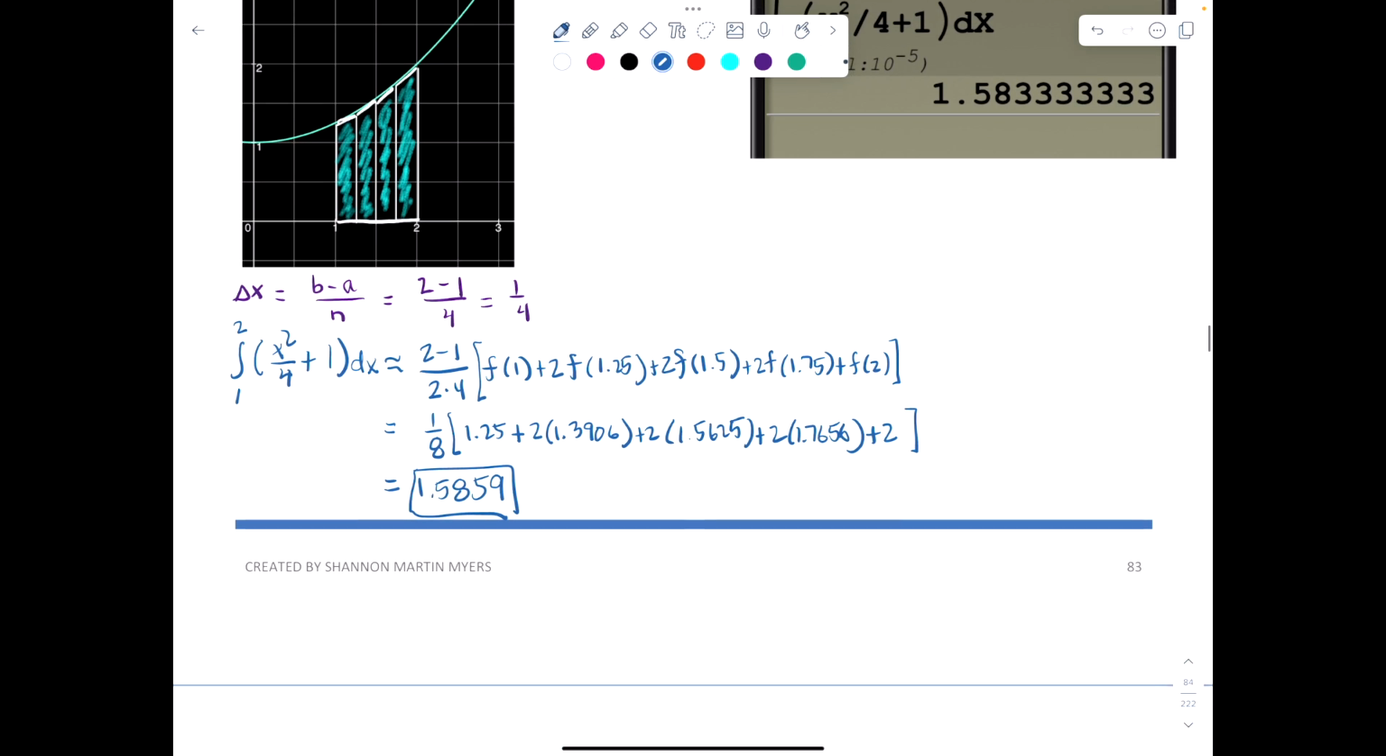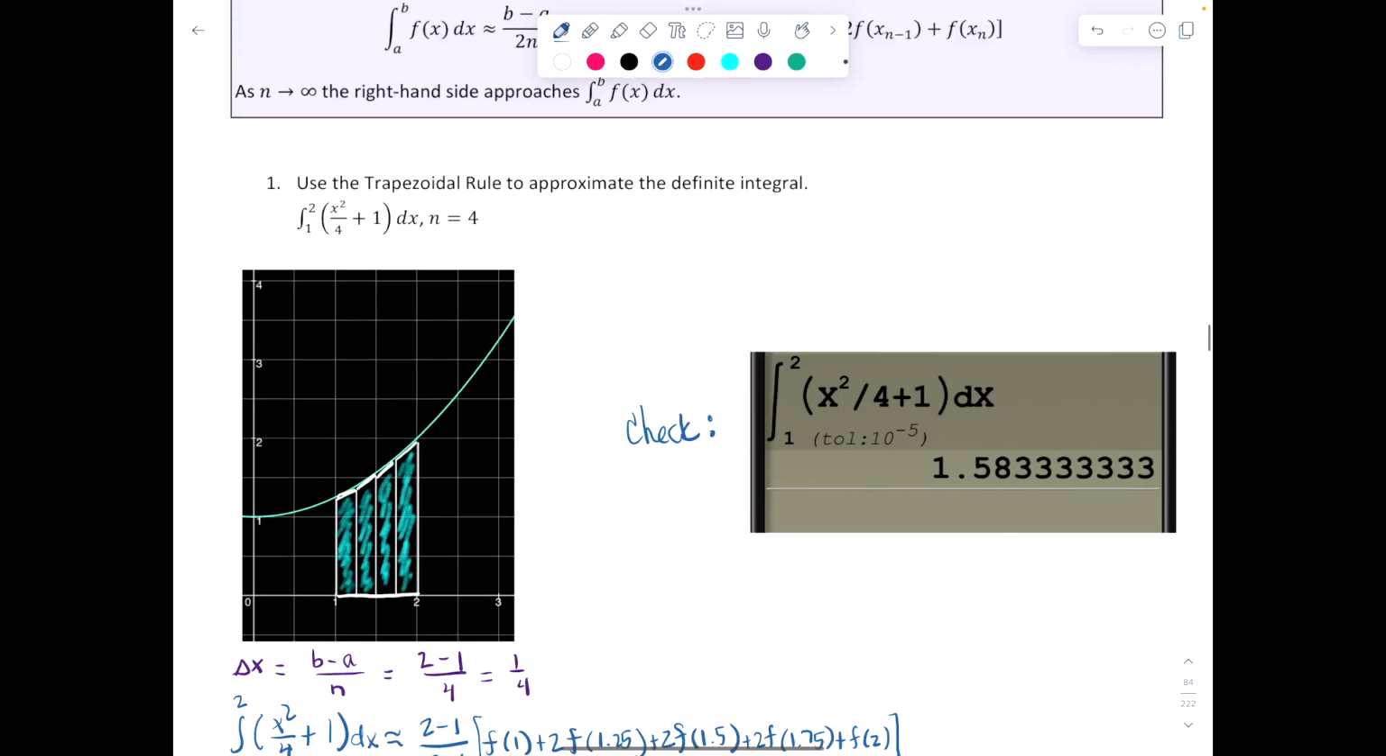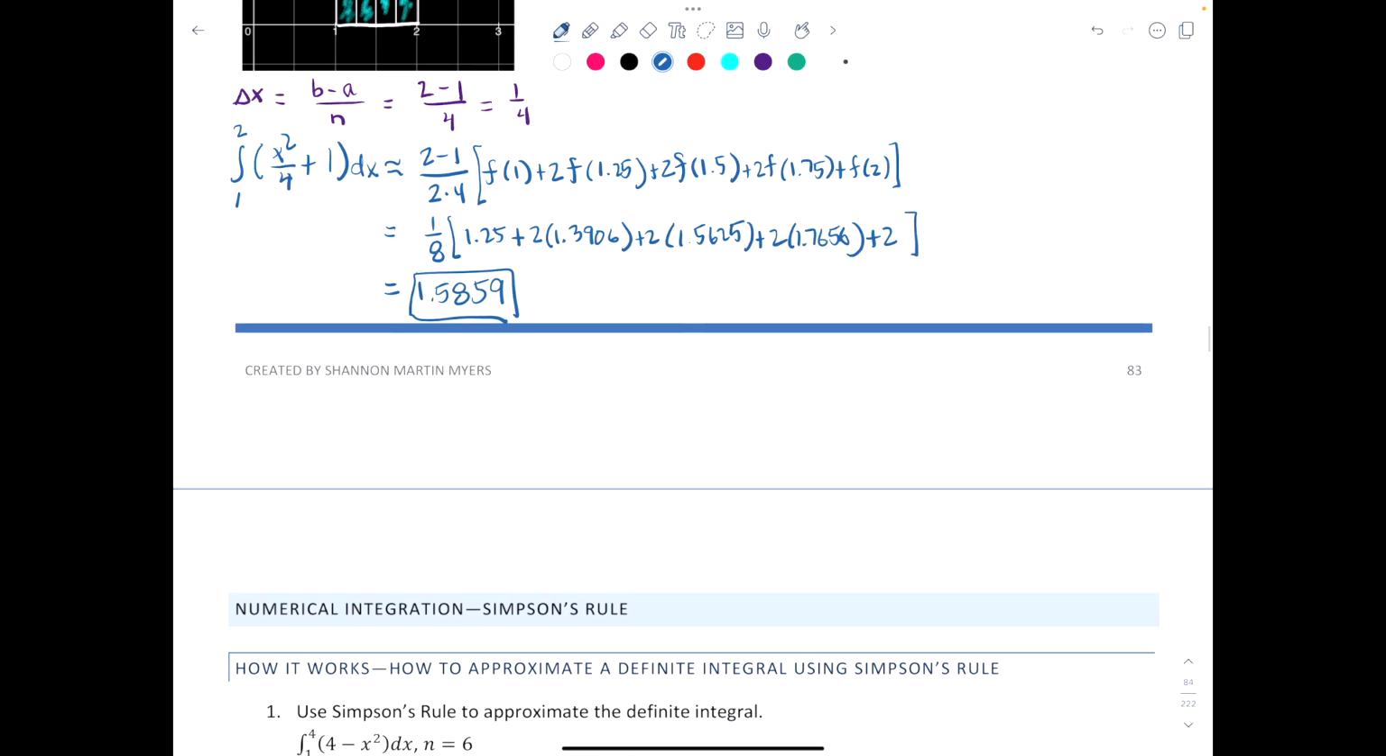All right, so for Simpson's rule, Simpson was all about using quadratics, all right, parabolas to approximate. So I'm just going to give you the theorem, all right? Start it up here. Sorry, I forgot to write it in. All right, so here we go.